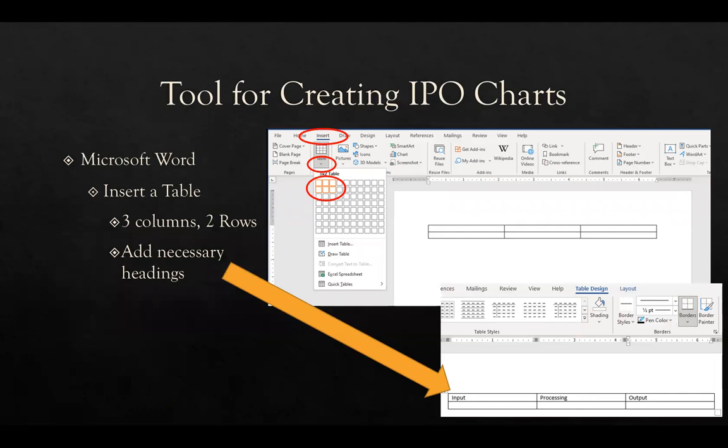We can utilize Microsoft Word to create IPO charts. Pretty simple. If you're going to try Word, make sure that you understand the workings with tables, because that's the easiest way to design the IPO charts in Word. You insert a table and you start with a 3-column by 2-row. Make sure you add the appropriate headings of input, processing, and output.